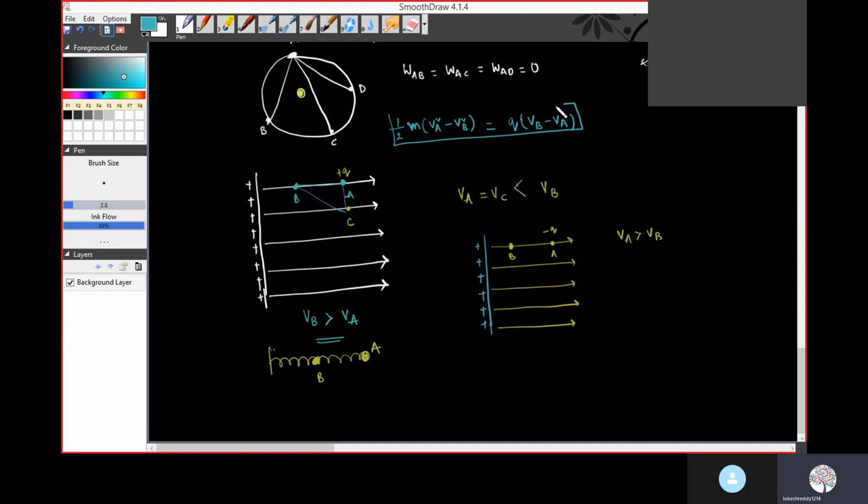So kinetic energy converts into potential energy. In the other case, the velocity increases. Here I can write half m (VB squared minus VA squared) is equal to Q into the difference between the potentials, VA minus VB. Whichever is greater, from that we will subtract.